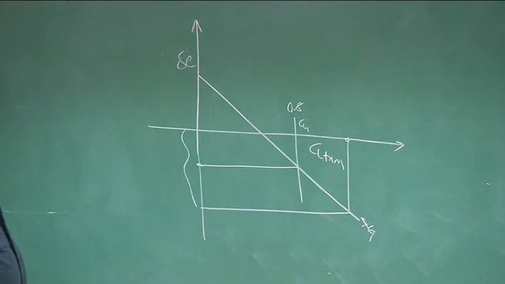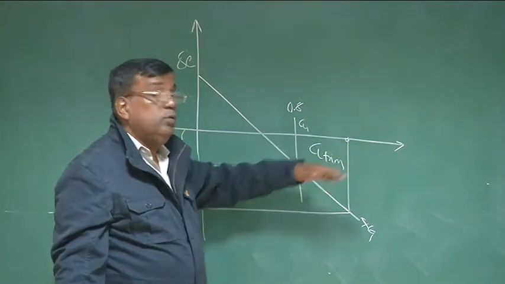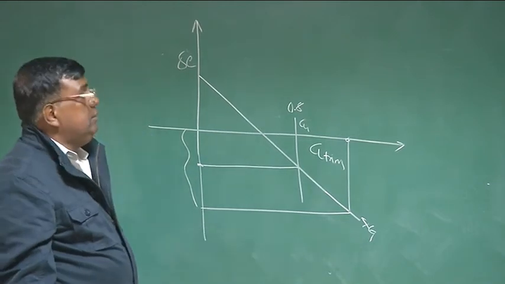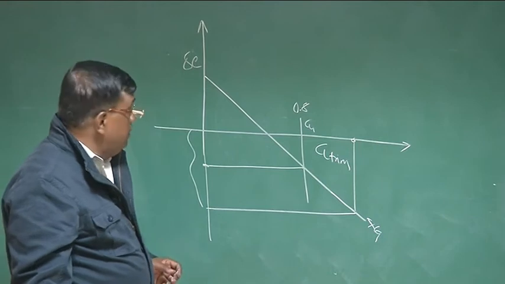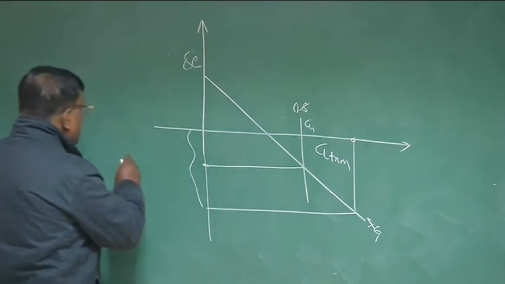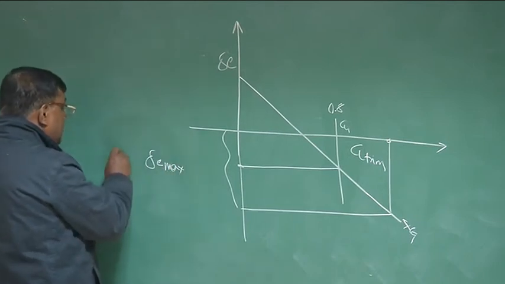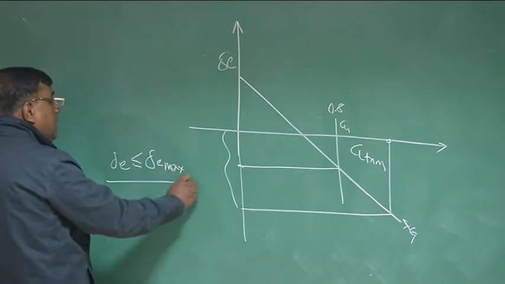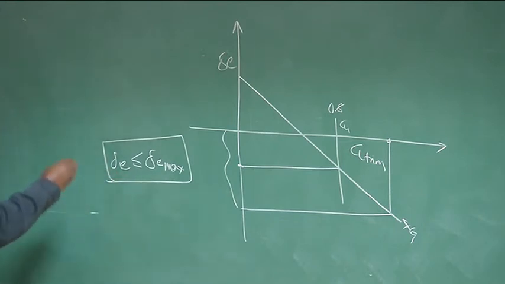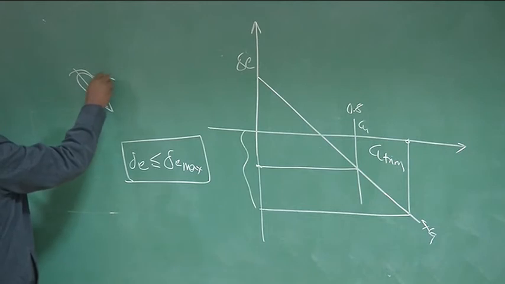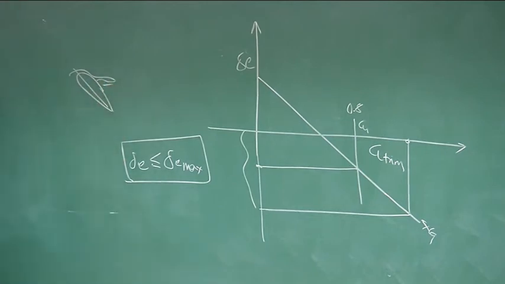How long or how far you can go along this axis? Who decides that? Suppose you can really generate CL very high, but please see that there is a limit of delta E deflection, which is governed by delta E max. That is, delta E anytime should be less than delta E max. Why? Because if you deflect the elevator too much beyond a certain angle, the flow will separate here. It will not be effective at all.